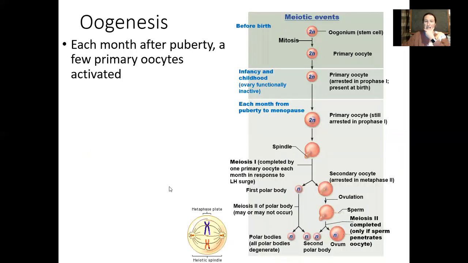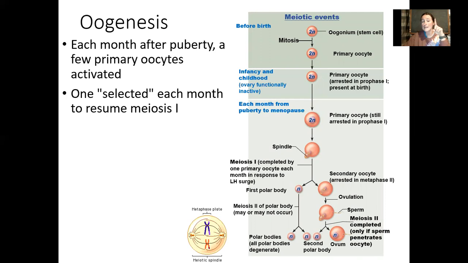Okay, so again, every month after puberty, a few of these oocytes are activated. Again, we have no idea why certain ones are activated and other ones aren't. Of those few, one single egg, in theory, unless you're on some kind of fertility treatment or something, is selected each month to resume the process of meiosis. So here is the primary oocyte. It has been frozen in place for decades, maybe. And only after it is selected can it continue the process of meiosis 1.